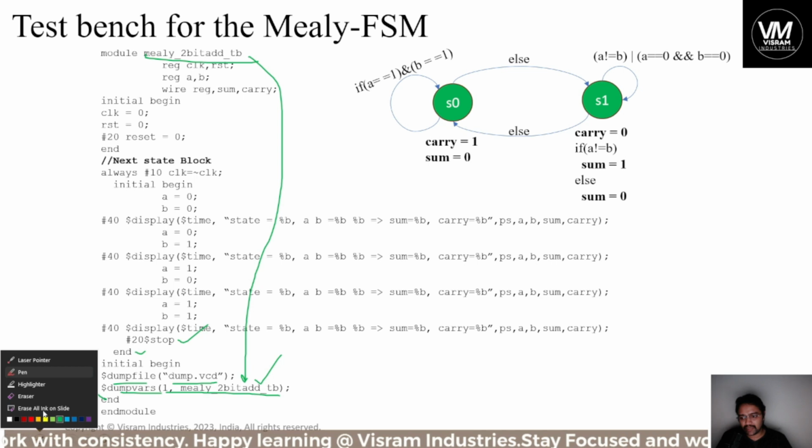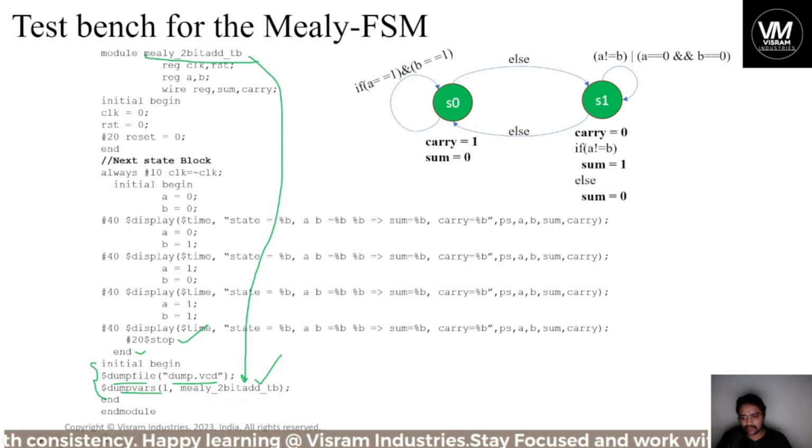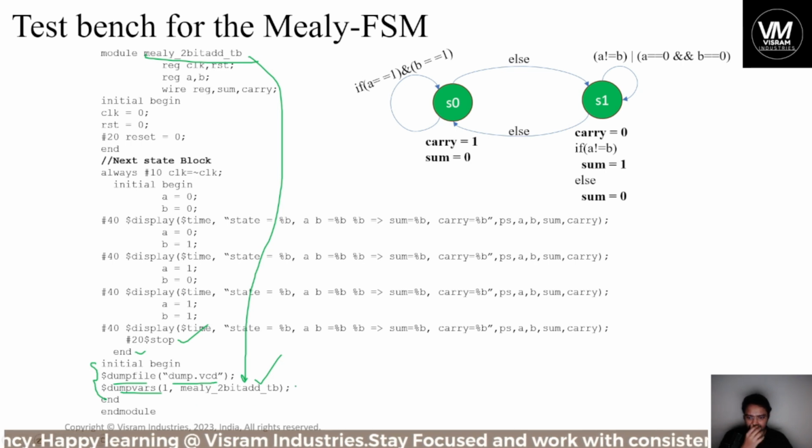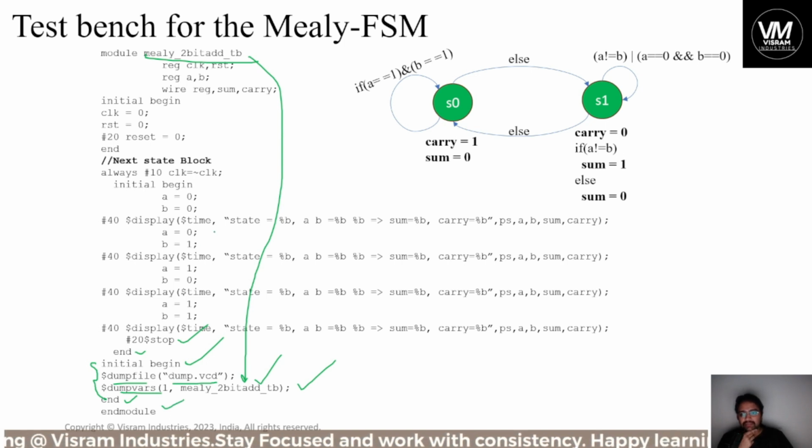I'll erase one part. Okay, that can be represented here. Done. End here when you begin, and end module. So I hope you have understood that. This is how you write the test bench for the Mealy FSM. Similar to this, we will quickly walk through the Moore FSM with slight changes.